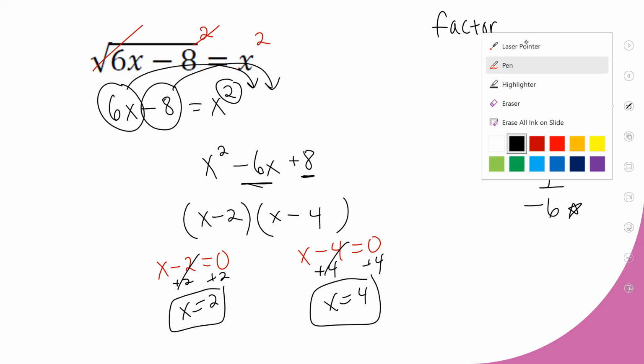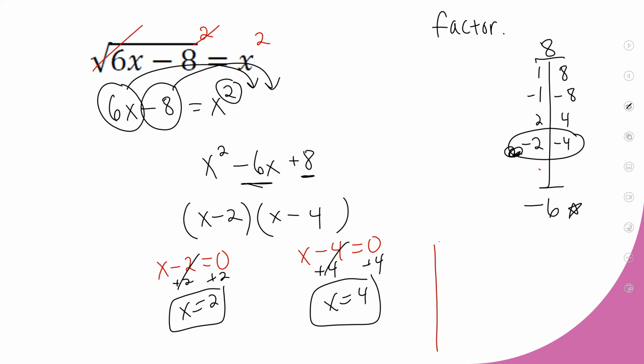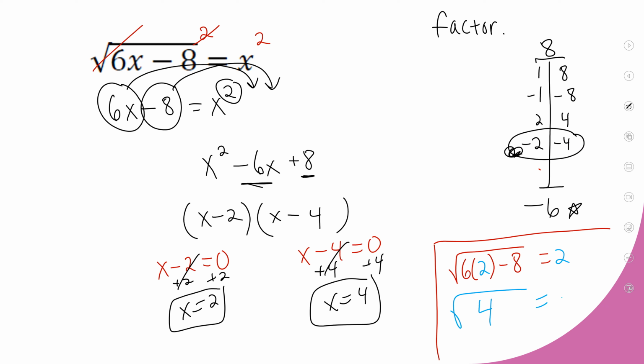So if you want to check, I'm just going to check one of them with you and you can check the other one on your own. I'm going to write this down again. Okay, so I'm going to plug in a 2. 6 times 2 is 12, and 12 minus 8 is 4. Is the square root of 4 2? Yep, that's true. So that means this is a good answer. And then you can plug the 4 in to make sure it's a good answer or not.